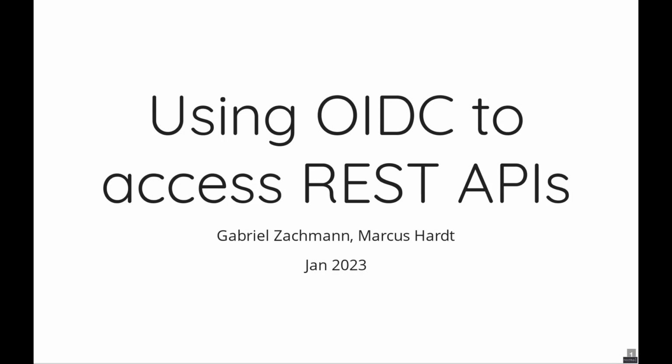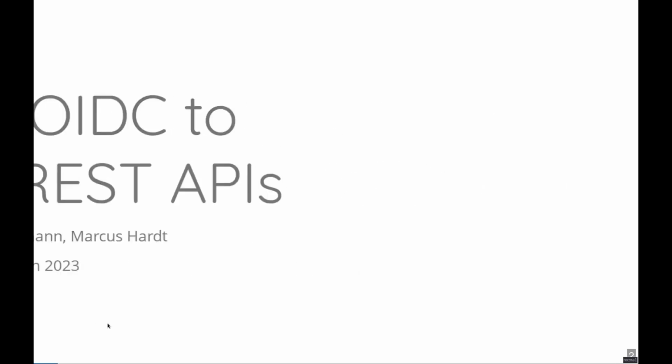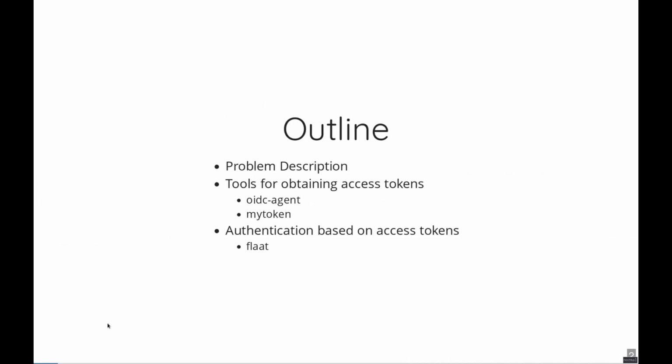Let's talk about how we can use OpenID Connect to access protected REST APIs. First, I want to describe the problem that we're trying to solve. Then I want to introduce two tools that can be used for obtaining access tokens on the client side. Finally, I want to introduce a tool used to implement the server side.